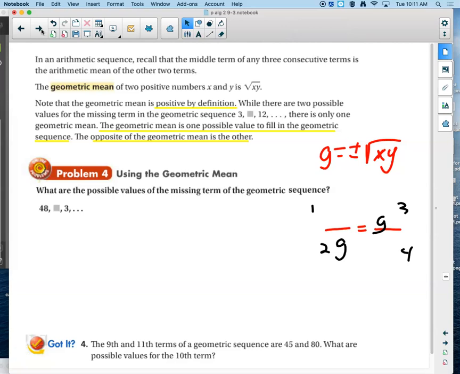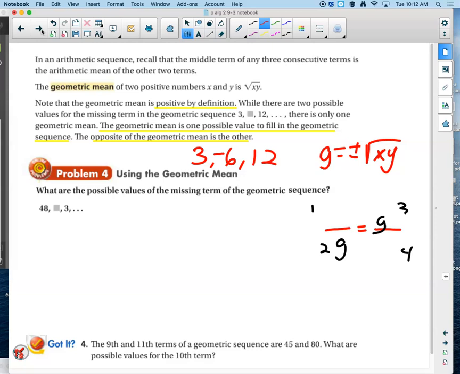So note that the geometric mean is positive by definition, but it could be both positive or negative. While there are 2 possible values for the missing term here, 3, something, 12, there's only one geometric mean. One of them will be right. The geometric mean is one possible value to fill in that geometric sequence. The opposite of the geometric mean is the other. Because here's the thing. We know 3 times 12 is 36, and the square root of that is 6. So this could be 3, 6, 12. But it also could be 3, negative 6, 12. And they're actually multiplying by a negative for each one.